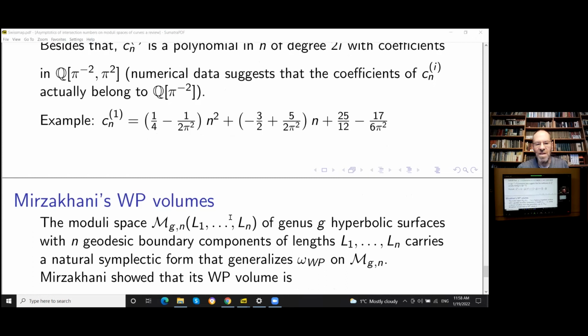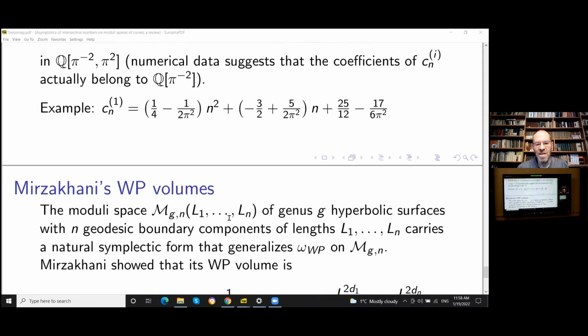This is an orbifold, but it doesn't have a complex structure. At least it's not known. However, it has a symplectic structure, a symplectic form that extends the Weil-Peterson form. When all lengths are 0, then we get just the ordinary Weil-Peterson form from M_g,n. That is done using the formula for the Weil-Peterson symplectic form in terms of length-twist parameters, and it generalizes to the case of bordered Riemann surfaces.